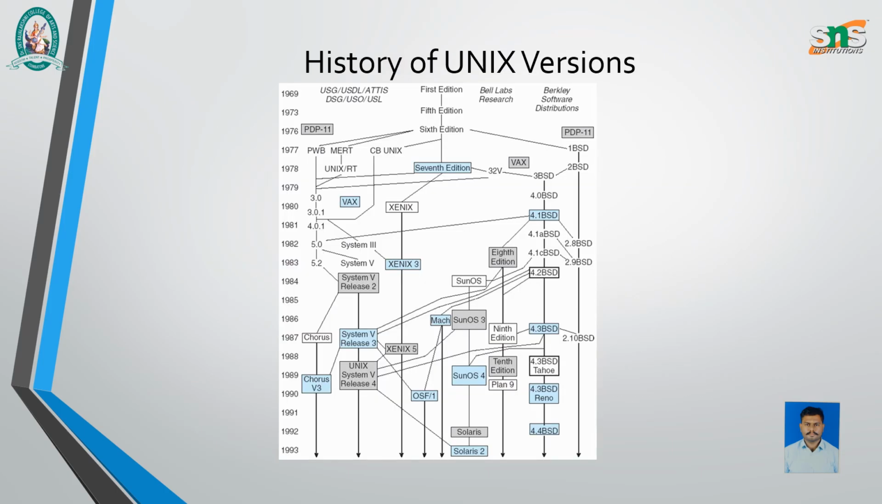For the history of versions, I will show the mind map. This is the first edition, and then the fifth edition. So we have the time period: 1969 to 1973, and 1976 for the sixth edition.